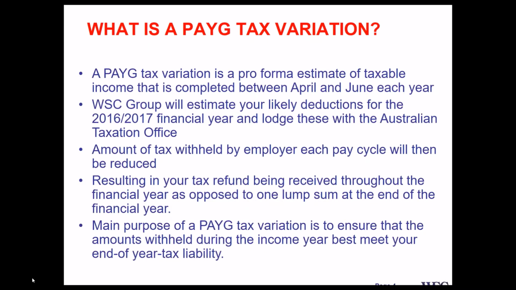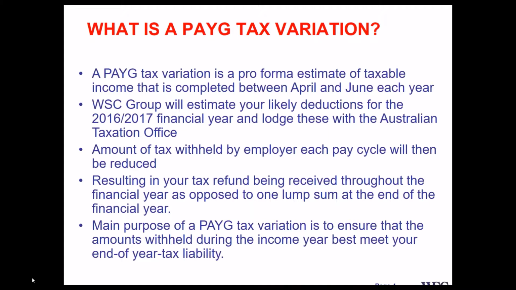So firstly, what is a PAYG tax variation? It's amazing how many times I meet prospective clients and they don't even know what a PAYG tax variation is, so I'm just going to summarise it. It's actually a pro forma estimate of taxable income that's completed between April and June each year. It can also be completed at other times during the year, for example, when you get a new property or you're buying a property for the first time. But generally, we complete our variations between April and June each year, because at the end of June, if you haven't completed a new variation, you simply go back to your old tax rate.